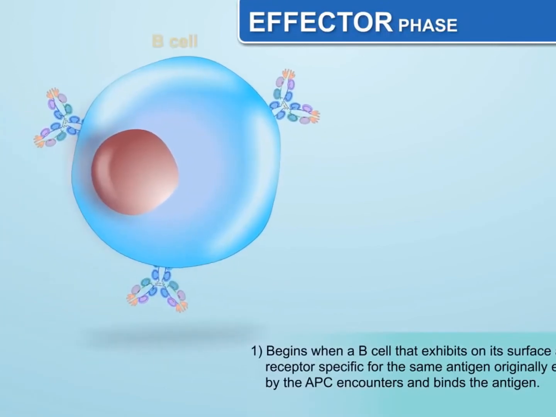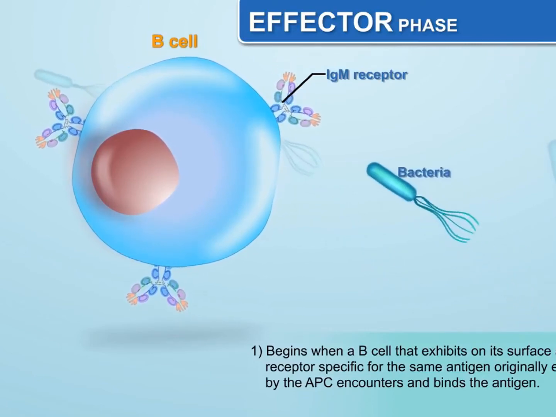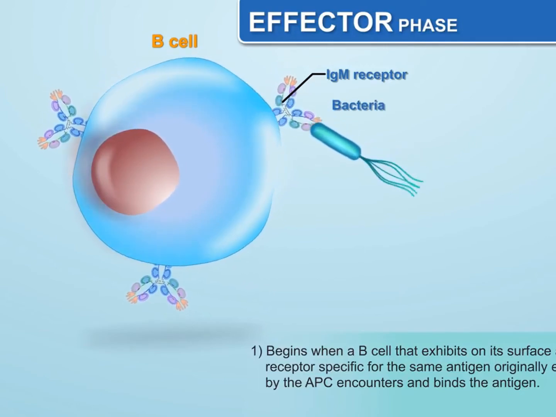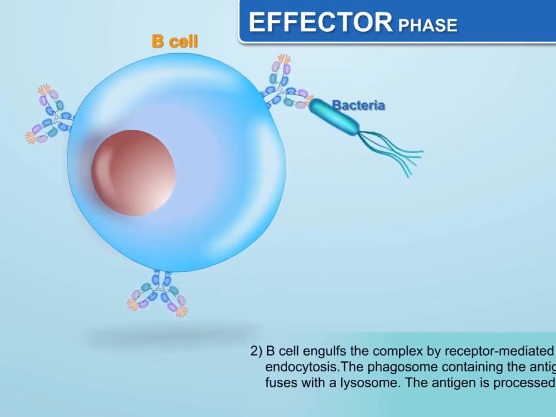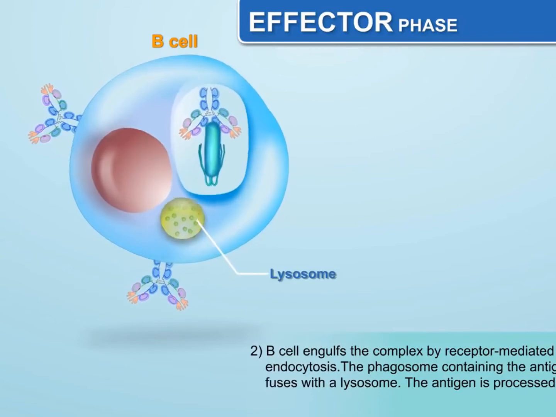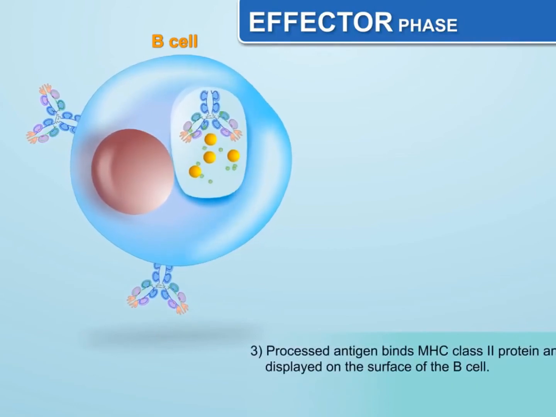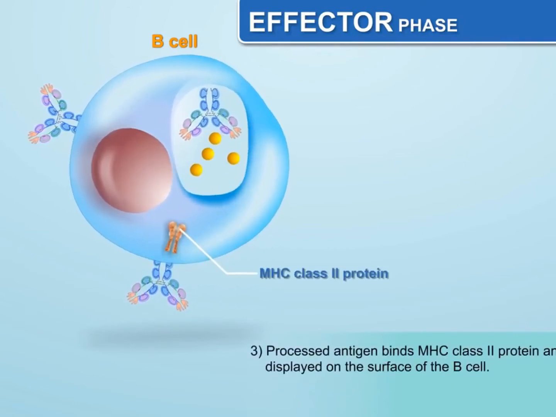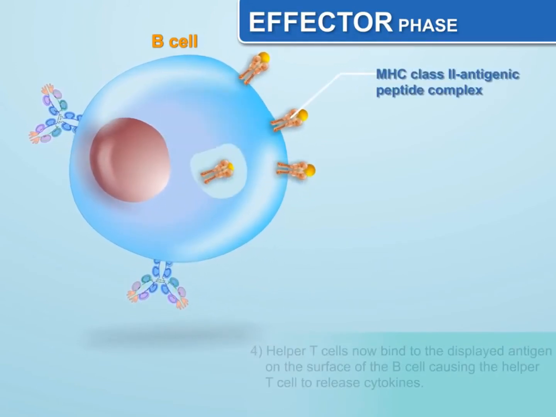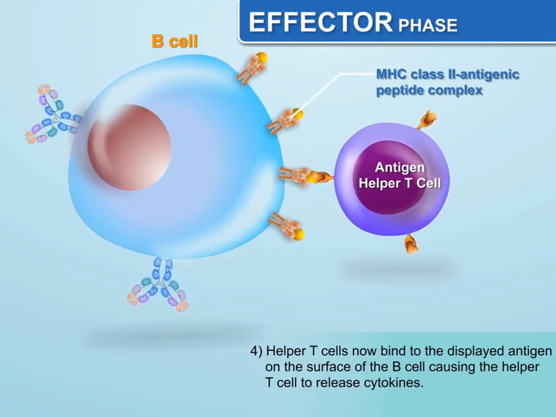The effector phase begins when a B cell that exhibits on its surface an IgM receptor specific for the same antigen originally engulfed by the APC encounters and binds the antigen. The B cell engulfs the complex by receptor-mediated endocytosis. The phagosome containing the antigen fuses with a lysosome. The antigen is processed. The processed antigen binds MHC class II protein and is displayed on the surface of the B cell. Helper T cells now bind to the displayed antigen on the surface of the B cell, causing the helper T cell to release cytokines.